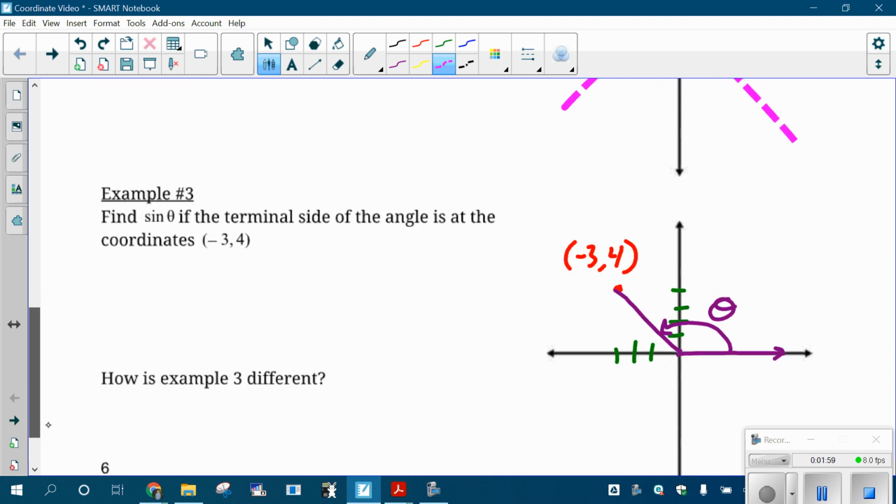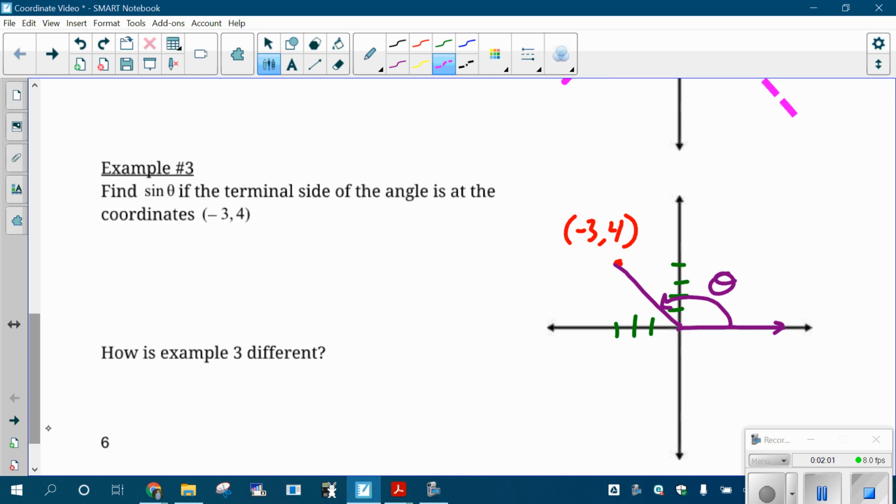Now, when you get to example 3, you can't make this one as easy. So you can't just look at this and say, oh, well, they want the sine. Here are the coordinates of the terminal side. So the sine of the angle is 4. That is not correct. And the reason that's not correct is something really important.